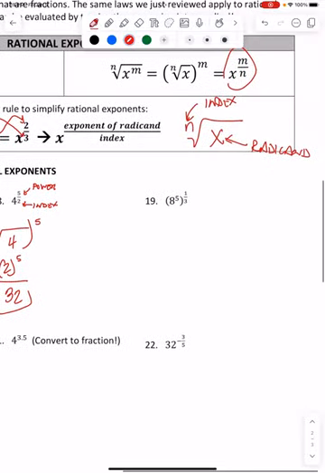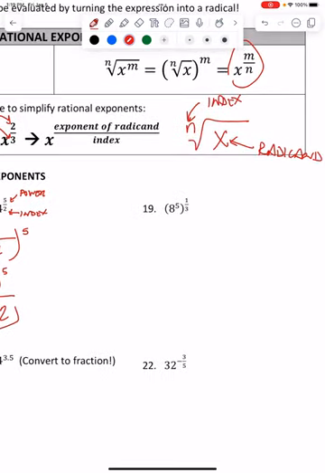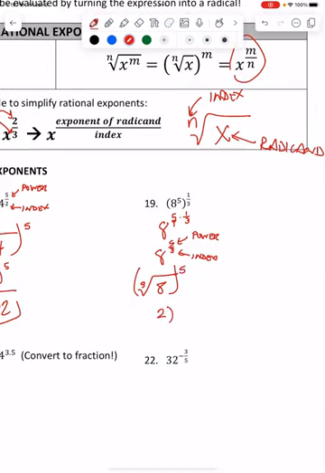Now number 19, 8 to the 5th, to the 1/3. All the same rules apply to rational exponents. So this is a power to a power, so we're going to take 5 times 1/3. That would be 8 to the 5/3. Now same deal, power over index, so the cube root of 8 to the 5th power. The cube root of 8 is 2, and then 2 to the 5th power, again, is 32.